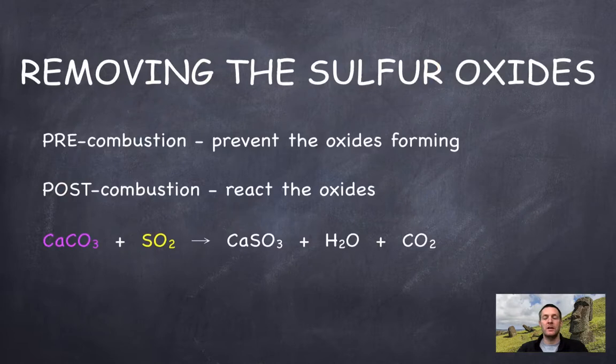Now, let's have a look at how we might prevent these oxides from getting into the atmosphere. We're not looking at nitrogen oxides here. We're looking at sulfur oxides because that's what the syllabus tells us to do. And we're going to look at two different ways of preventing these oxides from entering the atmosphere.